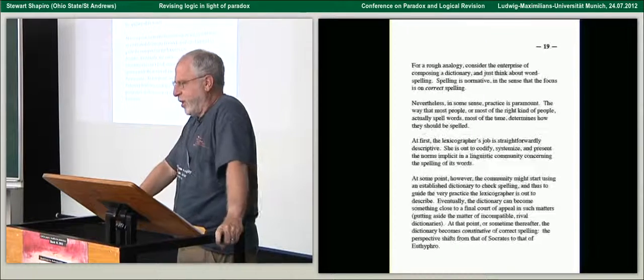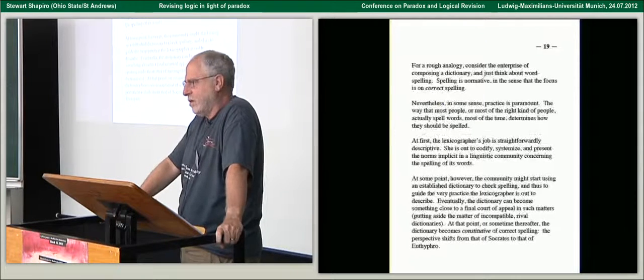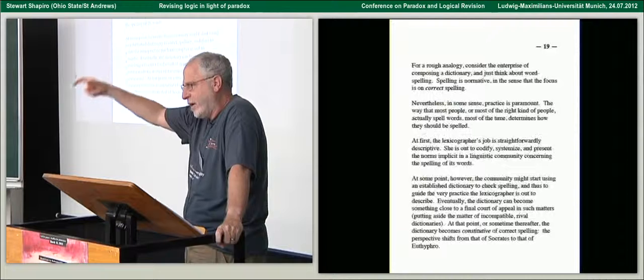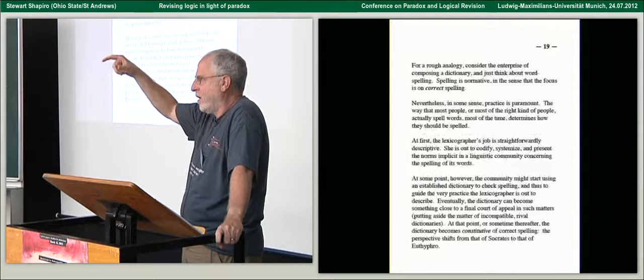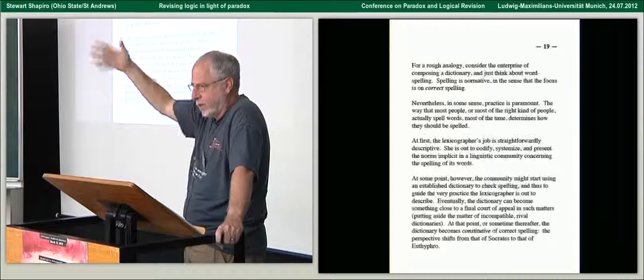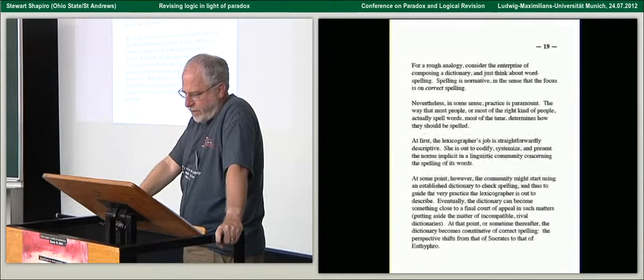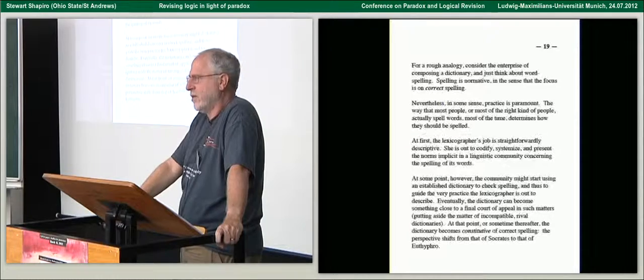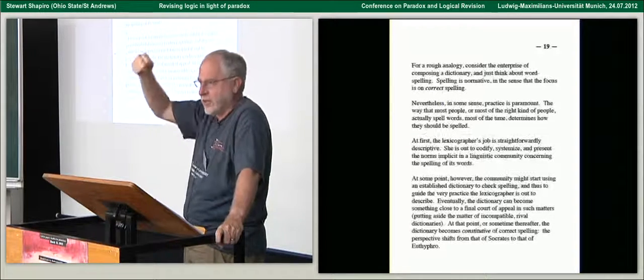So at some point, the perspective shifts from Socrates, where the dictionary is describing it. It's spelled that way. It isn't in the dictionary because it's spelled that way. It's the other way around, right? To that of Euthyphro. That is, no, this is the way it should be spelled because it's in the dictionary.